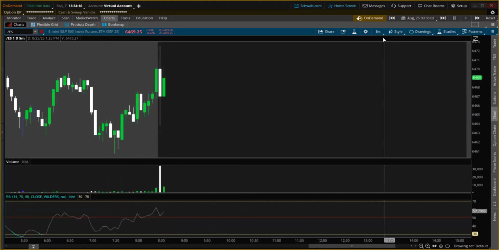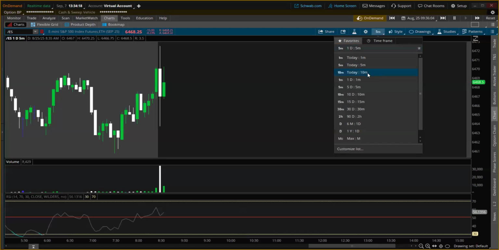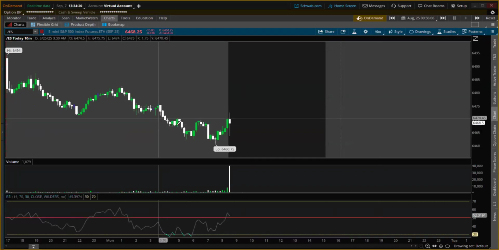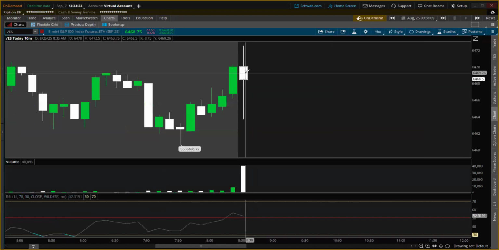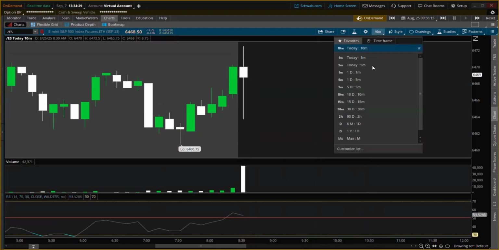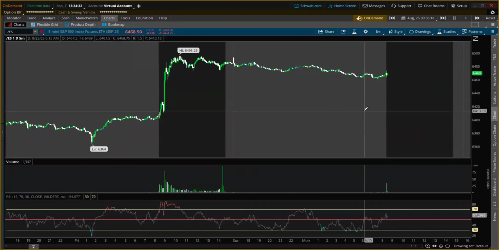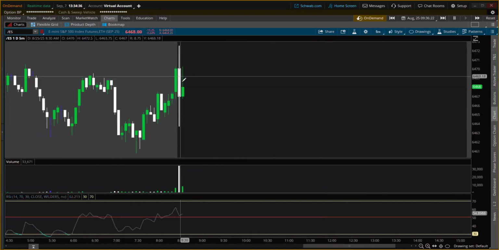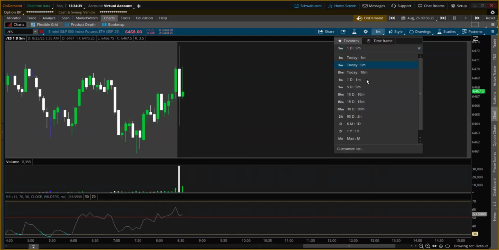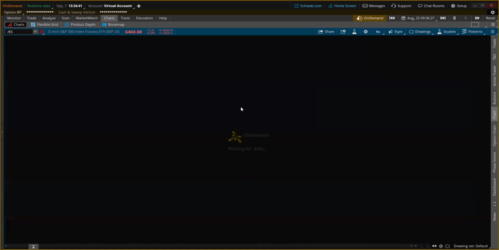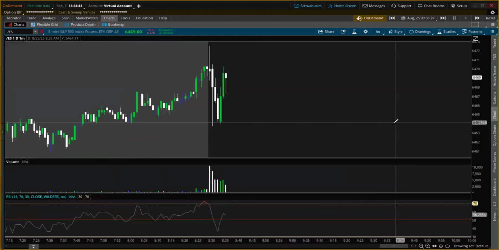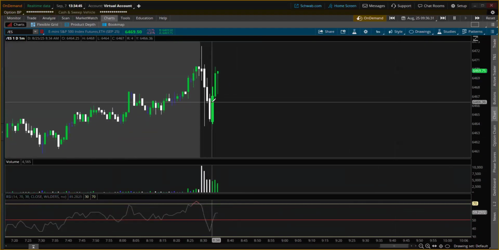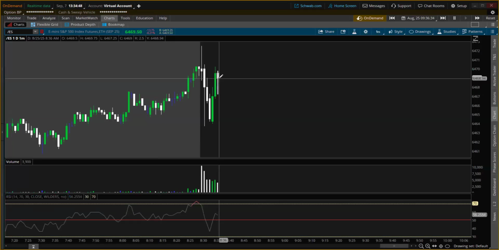Now, this is the 5 minute chart. Watch when I switch to the 10. Those two candles are now one candle. That's representing 10 minutes of time that's still going on right now. When I switch it back to the 5 minute chart, once again, it becomes two candles. Okay. And when I go down to the 1 minute chart, now we have 1, 2, 3, 4, 5, 6, 7 candles.